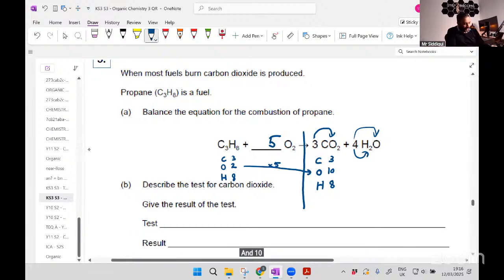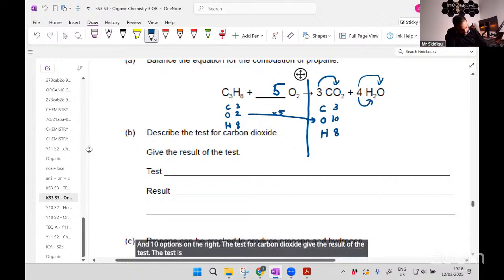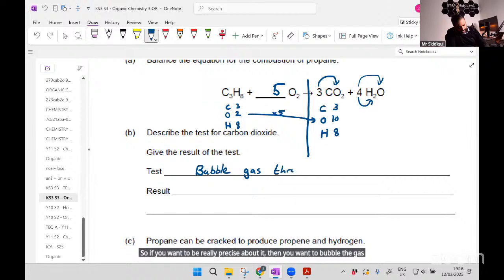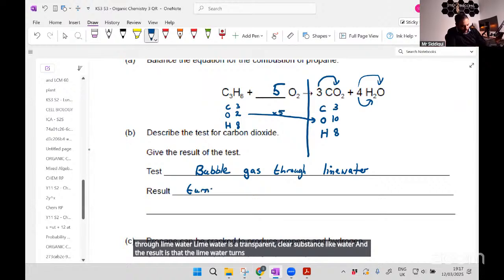The test for carbon dioxide, give the result of the test. If you want to mention the word lime water, so if you want to be really precise about it, then you want to bubble the gas through lime water. Lime water is a transparent, clear substance like water, and the result is that the lime water turns cloudy. You can say milky, according to the mark scheme, or even white.